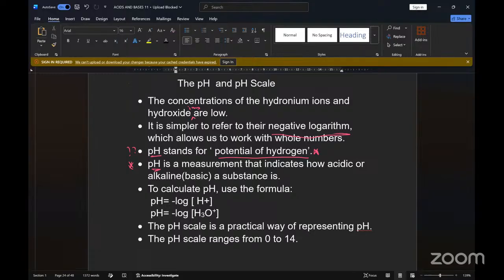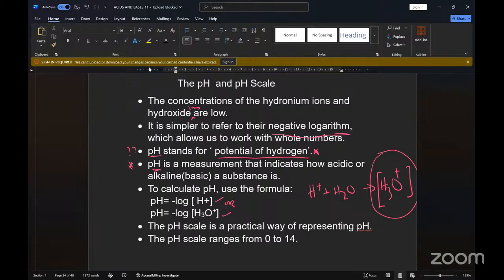Now, to calculate pH, you use this formula: pH is the negative log of the hydrogen ion concentration. Like I indicated, the hydrogen ion in solution usually combines with water to form a dative covalent bond. So usually when we talk about pH concentration, we are talking in terms of the hydronium ion, not just hydrogen. So either you quote it like this or like this, it's okay.